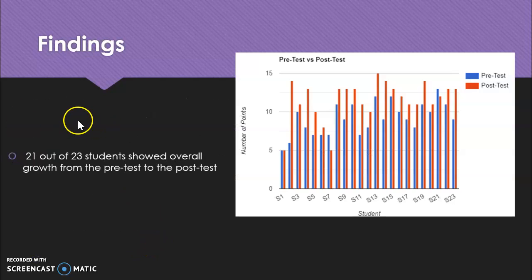So some of my findings. This first is the pre-test versus the post-test outcomes. So 21 out of my 23 students showed overall growth from the pre-test to the post-test. So overall, most students improved other than 2, on the overall growth, out of 15 total points on the test.